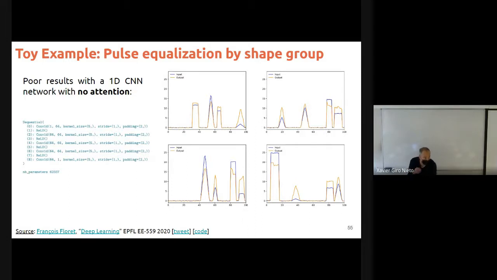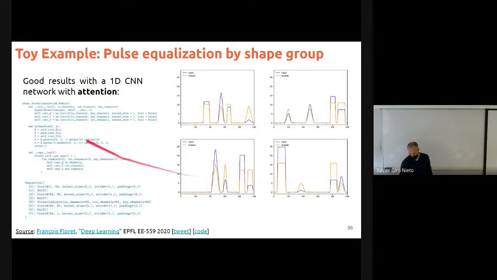Actually, when it's predicting the output of the triangles, it should focus on the triangles. And when it's predicting the output of the squares, it should focus on the squares only. So it should learn the patterns. If we add attention, the code is far more complex, but you can check it out later. You can see that now, again in orange, the pulses are much better averaged, never mind the combination of the triangles and pulses. So attention helps; it's a good option to deal with these cases.